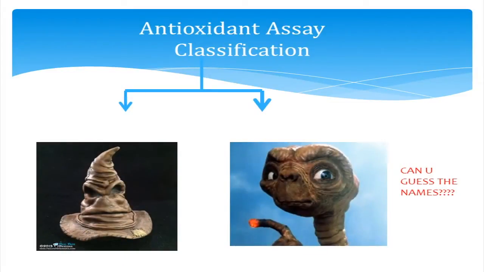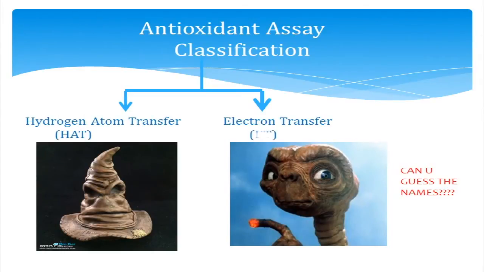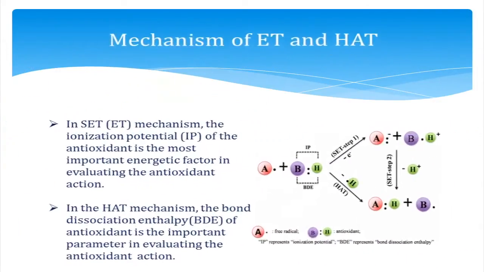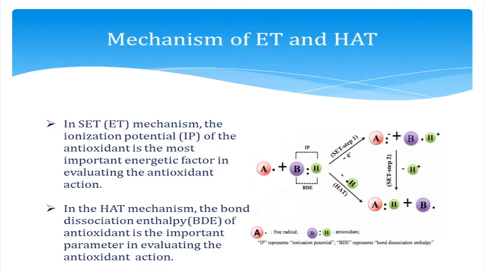Yes. It is hydrogen atom transfer, which is also called the HAT, and electron transfer, which is also called the ET. In HAT, antioxidants react with the substrate, that is the peroxyl radical, until it decomposes. Whereas in ET, the reduction of oxidants is measured by antioxidant capacity. This is observed by a change in color. The important parameter of ET is the ionizing potential of the antioxidant, and for HAT, antioxidant action is based on bond dissociation enthalpy.